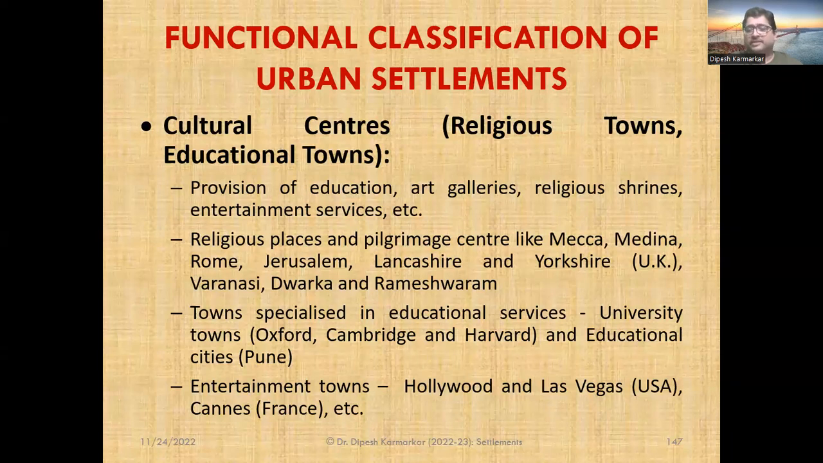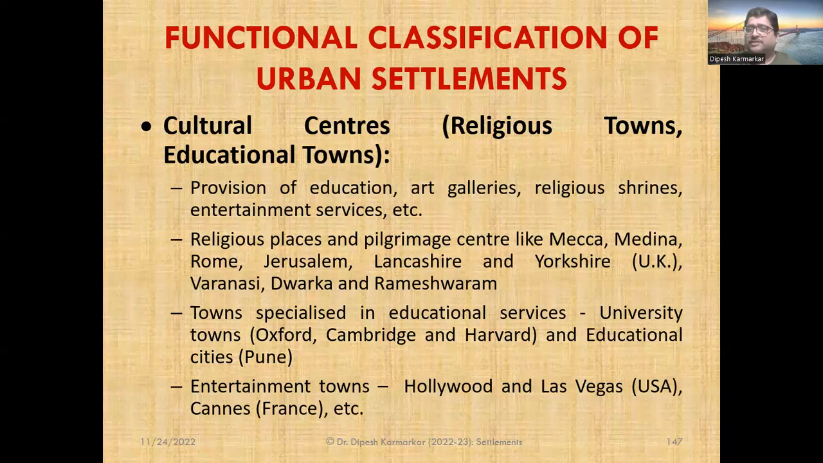When we talk about religious places or pilgrimage centers, obviously the religious shrine or the religious monument becomes the most important, or rather the center of the entire place. It can be a temple or a mosque or a church or any other religious place around which the entire city is built, or around which the rest of the functions are located. So there are a number of examples like Mecca and Medina, Rome, Jerusalem, Lancashire, Yorkshire in the UK, or Varanasi, Dwarka, Rameshwaram from India. And then there are numerous other examples of such pilgrimage centers or religious towns.